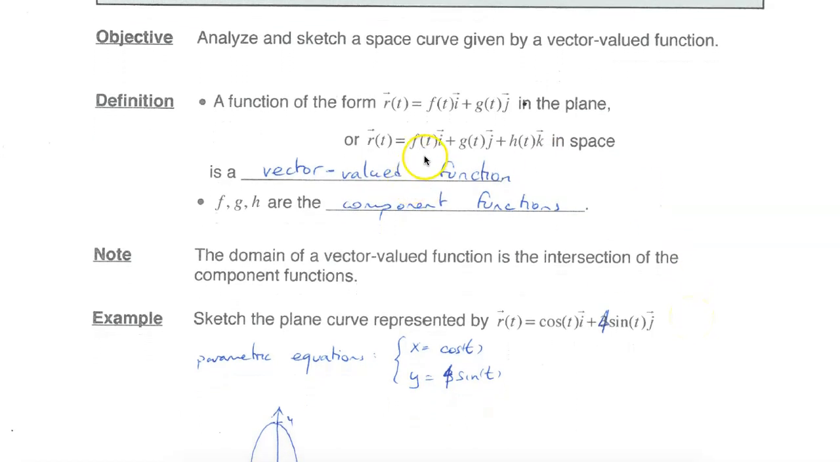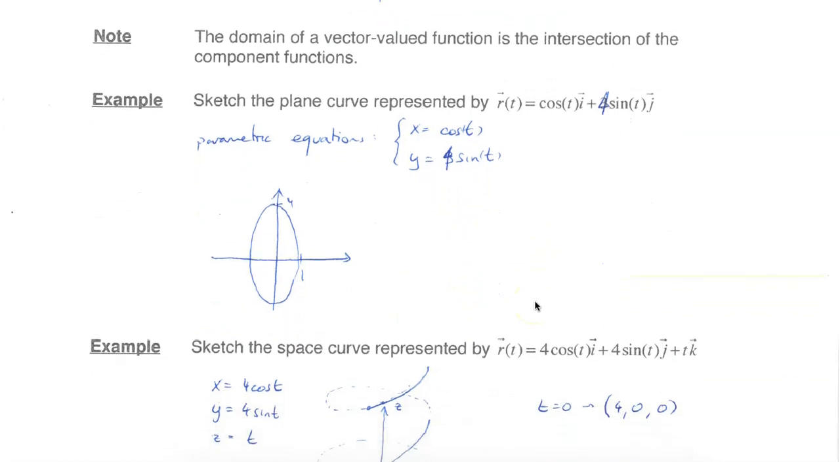If it happens that f of t, g of t, and or h of t have limited domains, then of course the curve won't be defined at points where one of these is undefined. So if f of t has a limited domain, it doesn't matter what g of t and h of t are, the curve itself will be limited by f. The domain of a vector-valued function is the intersection of the domain of the component functions. So you will only have a curve defined where all of f of t, g of t, and h of t are defined.